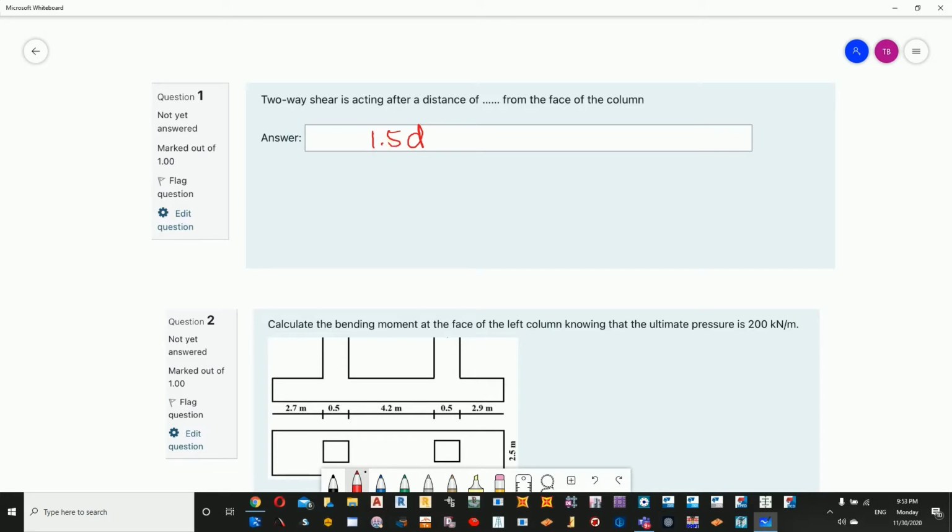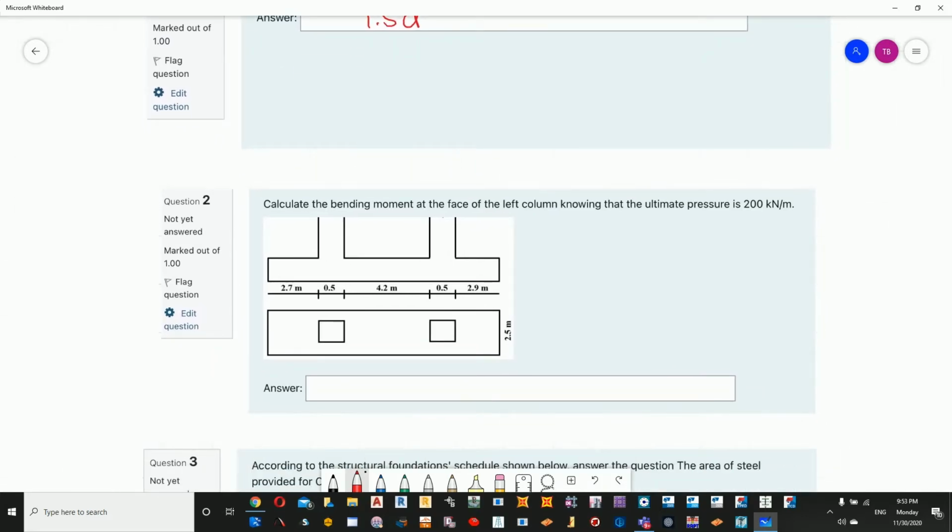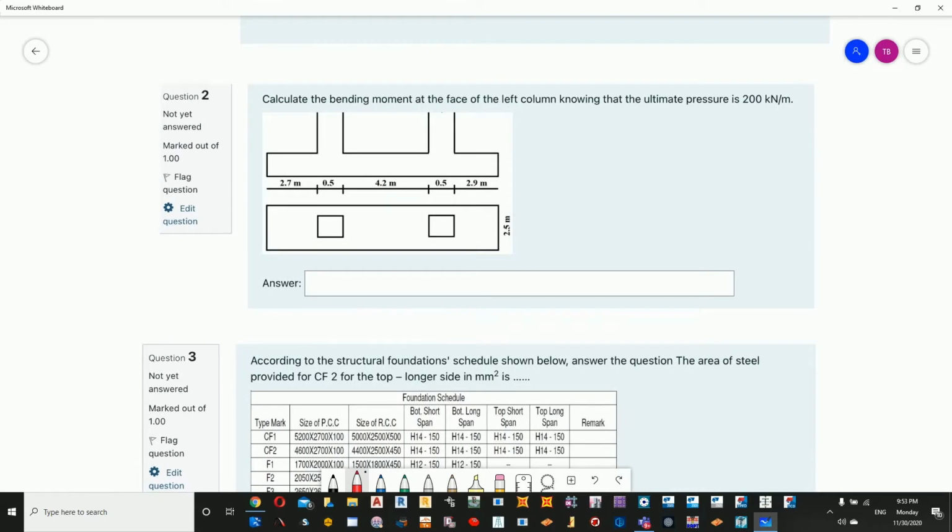Second thing, where you are asked to calculate the bending moment at the face of the support for the left column. Some of you have got it for the left column, some of you have got it for the right column. So the moment is equal to wL² over 2, since it's a cantilever, where w is 200 multiplied by 2.7 squared divided by 2.